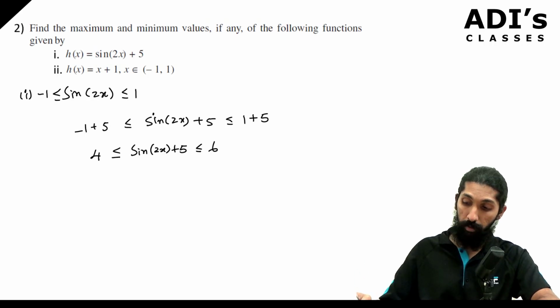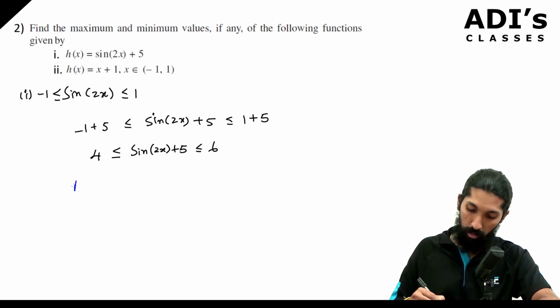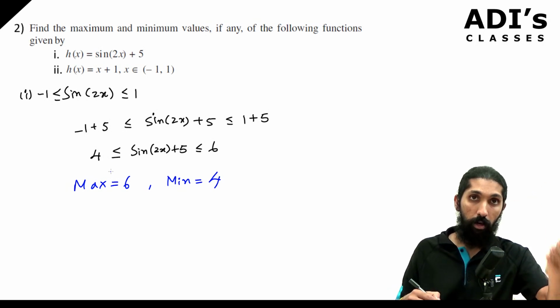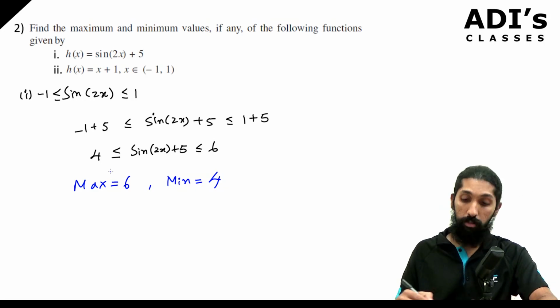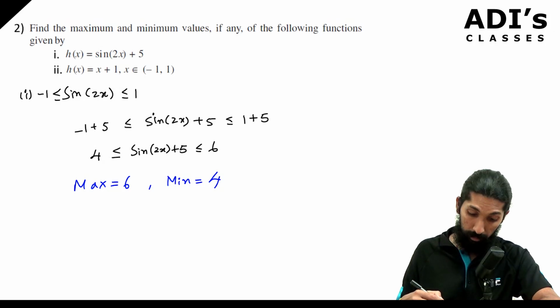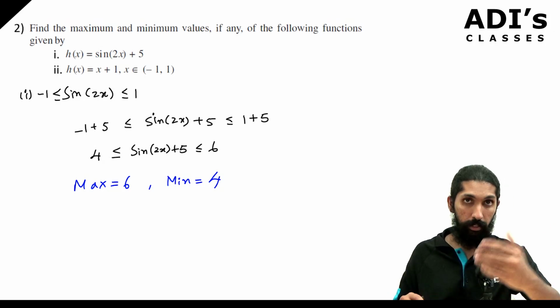So the maximum value for this function is 6 and the minimum value is 4, because it can't go less than 4 or more than 6. So the range is from 4 to 6. That's all. Very, very simple. Let's do the next one, the h(x), next part.